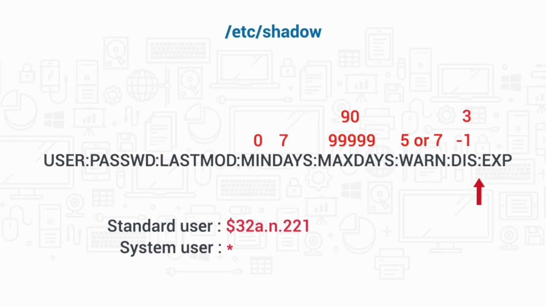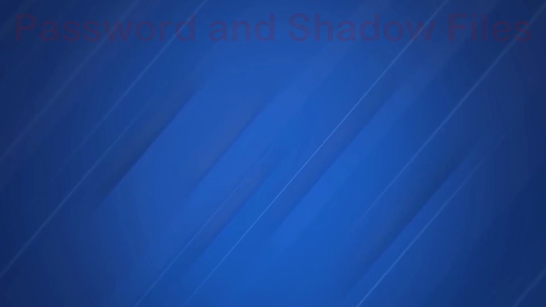And finally, we have the expire field. This field defines the number of days since January 1st, 1970 that must pass until the account is automatically disabled. By default, this field is blank, which means this functionality is disabled. But if you want an account to be automatically disabled on a specific date, you need to figure out the number of days between it and January 1st, 1970, and then enter that number. And don't worry, there are several tools available that can do this calculation for you.